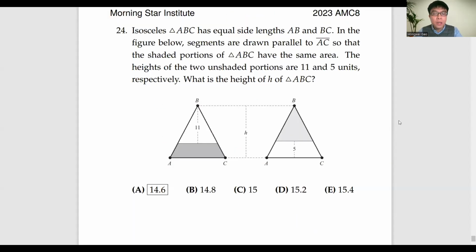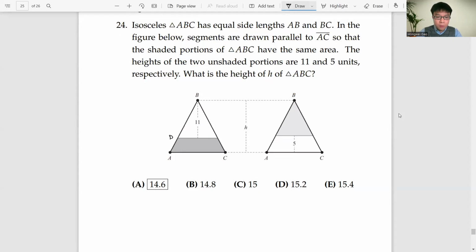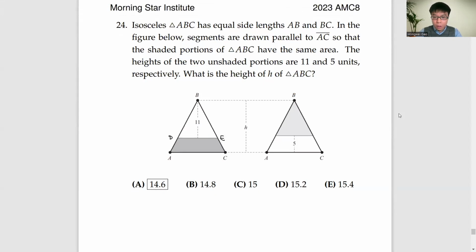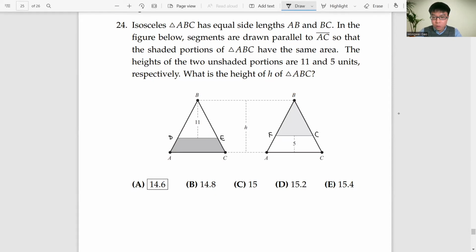Question 24. Isosceles triangle ABC has equal side lengths AB and BC. In the figure below, segments are drawn parallel to AC, so that the shaded portions have the same area. The heights of the 2 unshaded portions are 11.5. We need to solve for the height. Let me just mark these parallel lines. Let me call these D, E, and let this be F and then G.